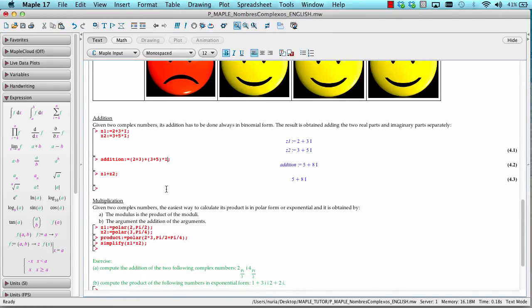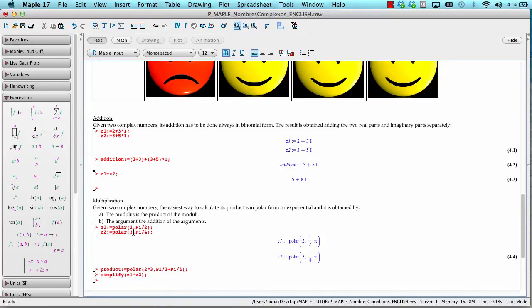Okay? Multiplication, we have already said that it's easy to do it in polar form. How do we multiply two numbers in polar form? We have to multiply the magnitudes. So the magnitude of the product is going to be 2 times 3, 6. And then the argument is going to be the addition of the two arguments. So the magnitude is multiplied, but the arguments are added. Sorry, product. Let's put prod.